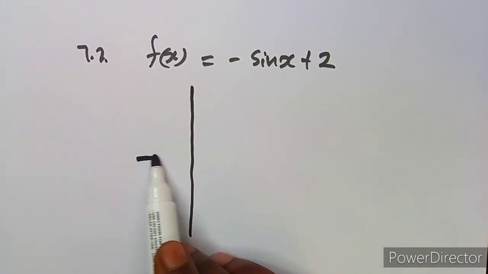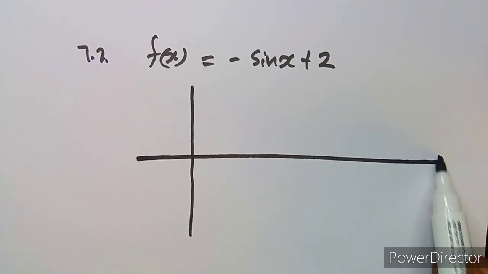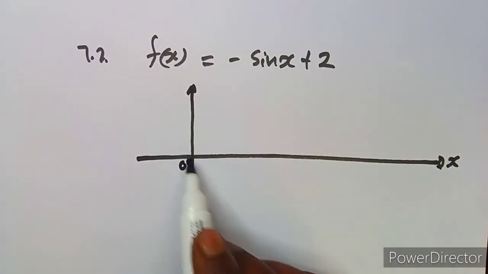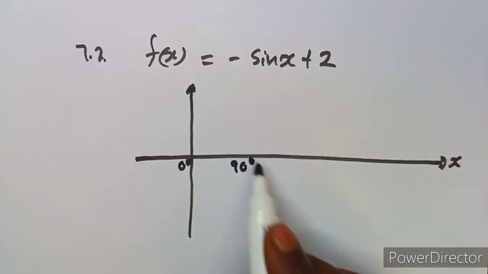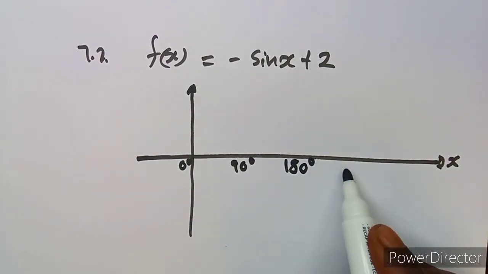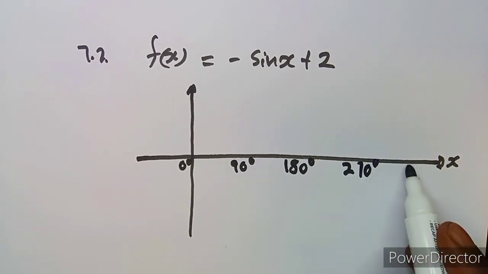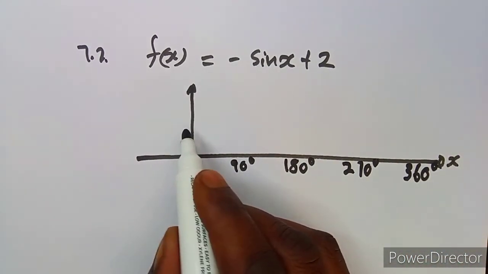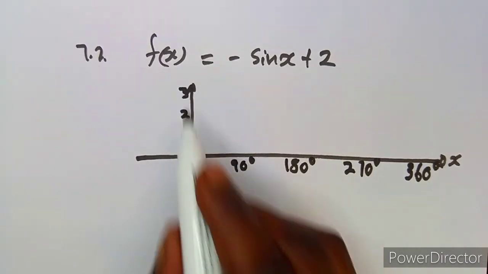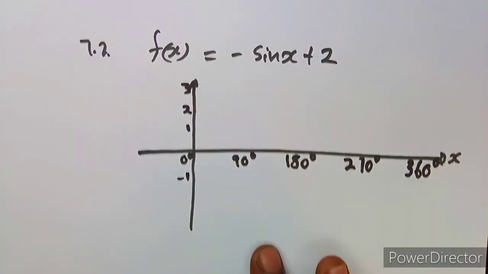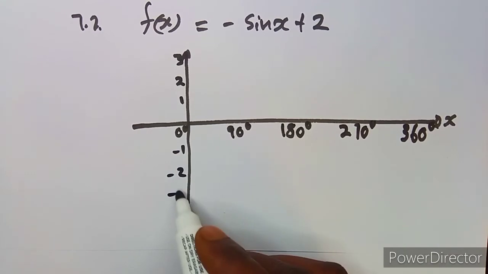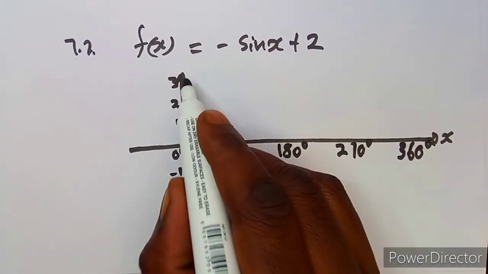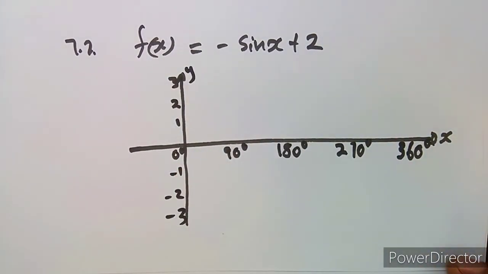It's not applicable at all, but your graph was supposed to be like this. Let me show you what it was supposed to look like. 0 degrees, 90 degrees, 180 degrees, 270 degrees, 360 degrees. All right, so you've got 1 up to 3. So you've got 1, 2, 3, minus 1, minus 2, minus 3, like that. All right, so you just mark your points like that. So these are the values for y, and these are the values for x.